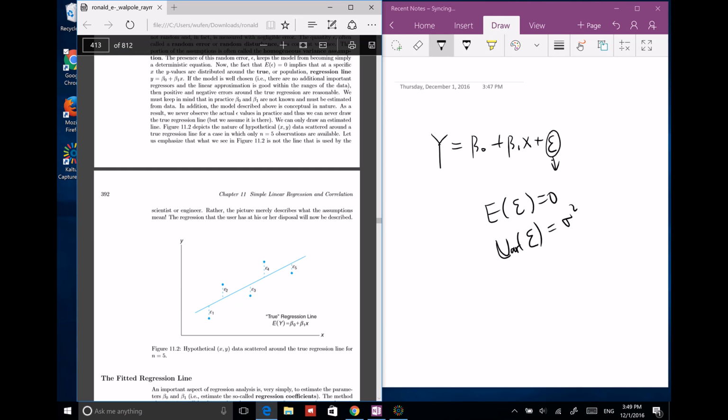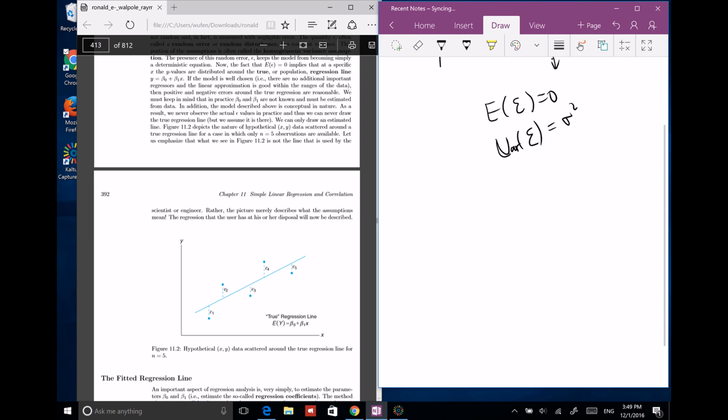So let's look at our next picture. You can see that. For example, we have 1, 2, 3, 4 lines. Now if you have the error, this is error 1, error 2, error 3, error 4.